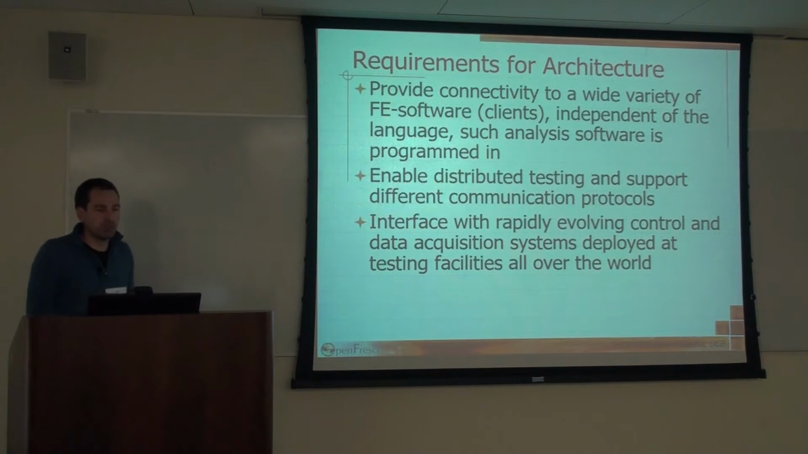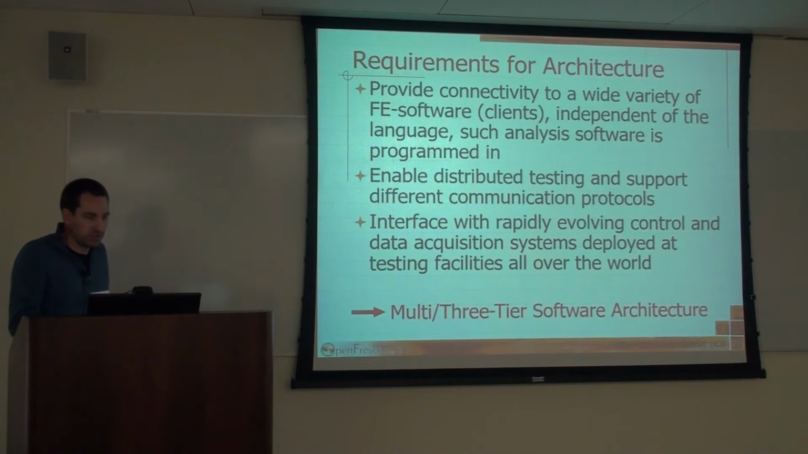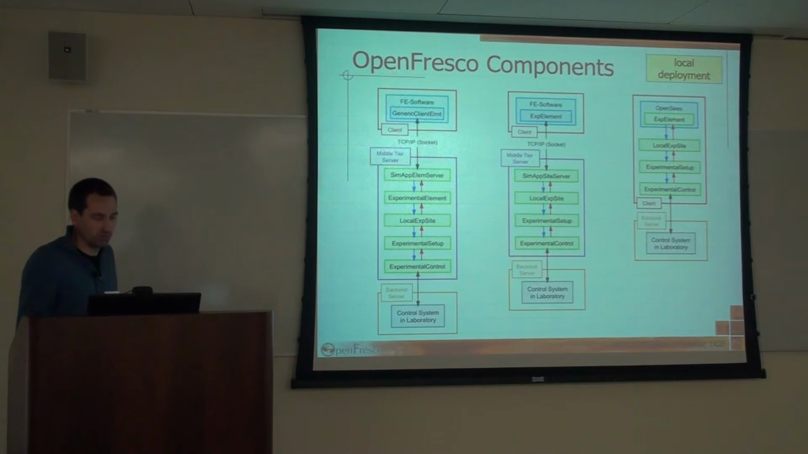So what are some requirements for the architecture? Well, it should provide connectivity to a very wide array of different finite element software, and we are basically achieving that, as I already showed. It also should enable us to do distributed testing, so that's another requirement, and it should interface with the rapidly evolving control and data acquisition systems that are being developed in the laboratories. And so for that, we basically came up with this multi-tier or three-tier software architecture that we wrapped around core elements in OpenFresco. And with that, we can do a lot of different deployments.